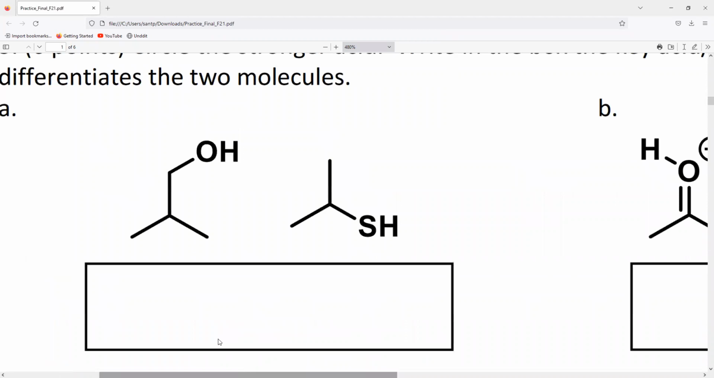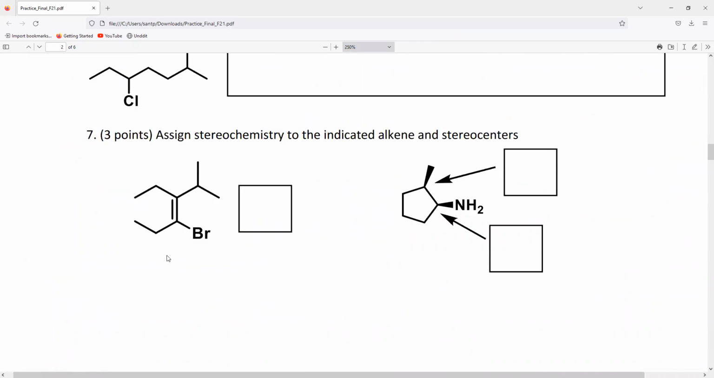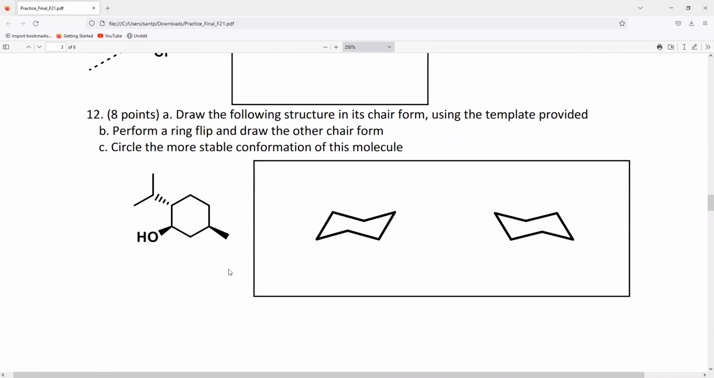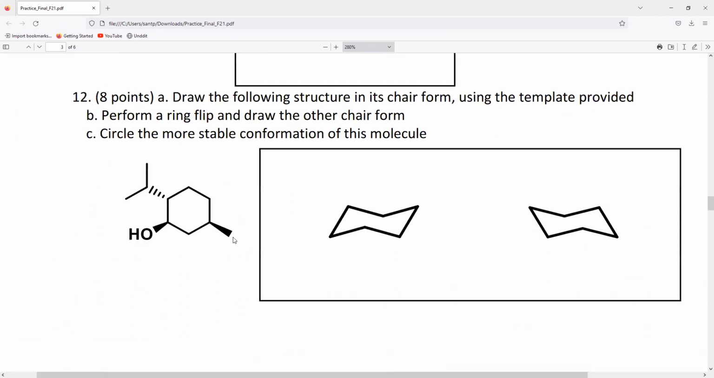Okay, someone said 12, so we'll go down here. 12, and after 12, can you do 13? Okay. So, all right, I remember this one. A lot of people ask me about this one.